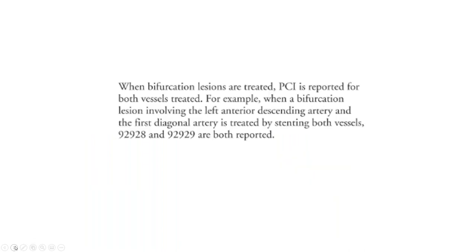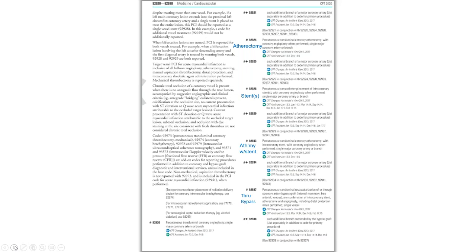The other thing to remember on that is when bifurcation lesions are treated, PCI is reported for both of the vessels that are treated. The example here is that when a bifurcation lesion involving the left anterior descending artery and the first diagonal artery are treated by stenting both vessels, 92928 and 92929 are both reported. All right, before we go into scenario coding, let's look at the actual code descriptions.